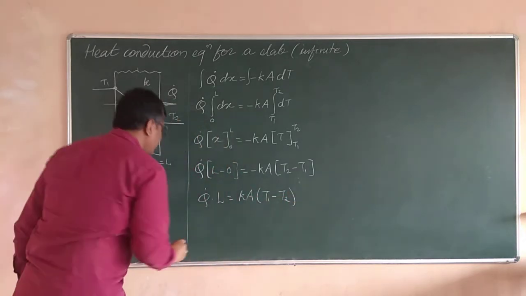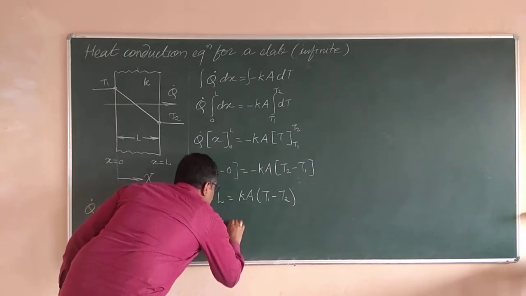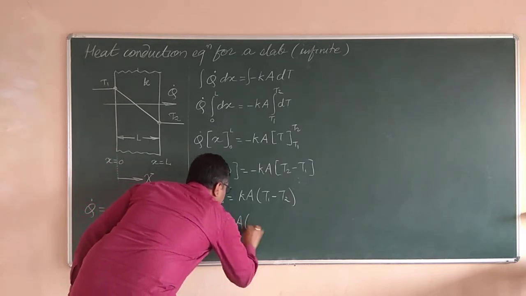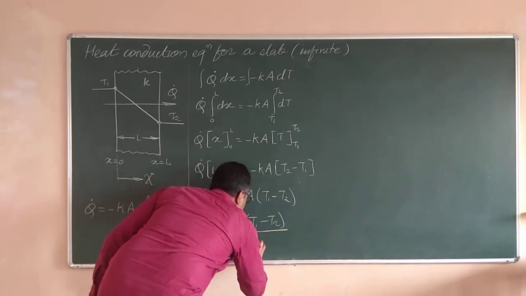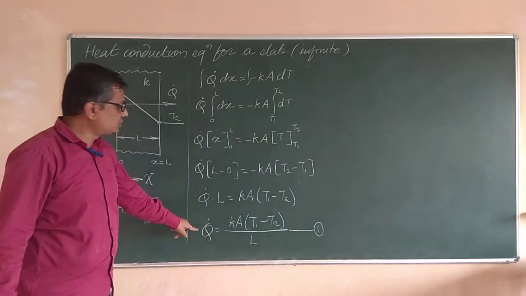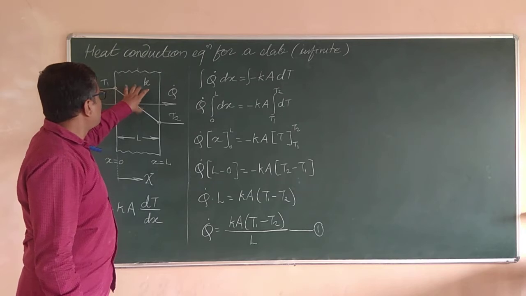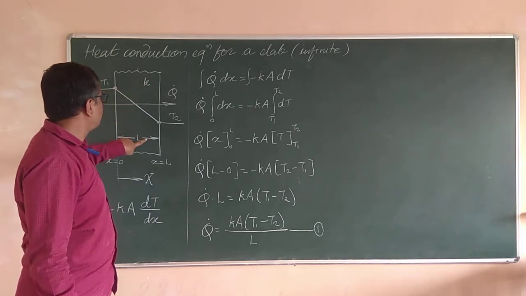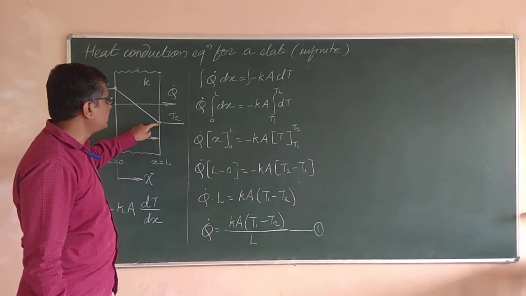So what equation will I get for Q dot? Q dot equals K A into the term T1 minus T2, whole divided by L, and say this is equation number 1. This equation 1 gives you the heat transfer rate through an infinite slab of thermal conductivity K and width L, maintained across a temperature difference of T1 and T2.